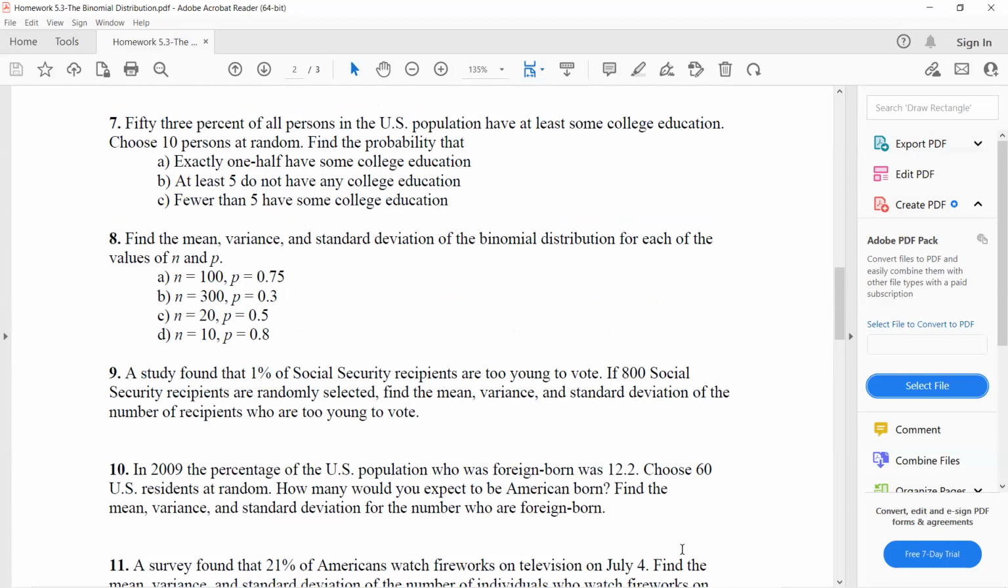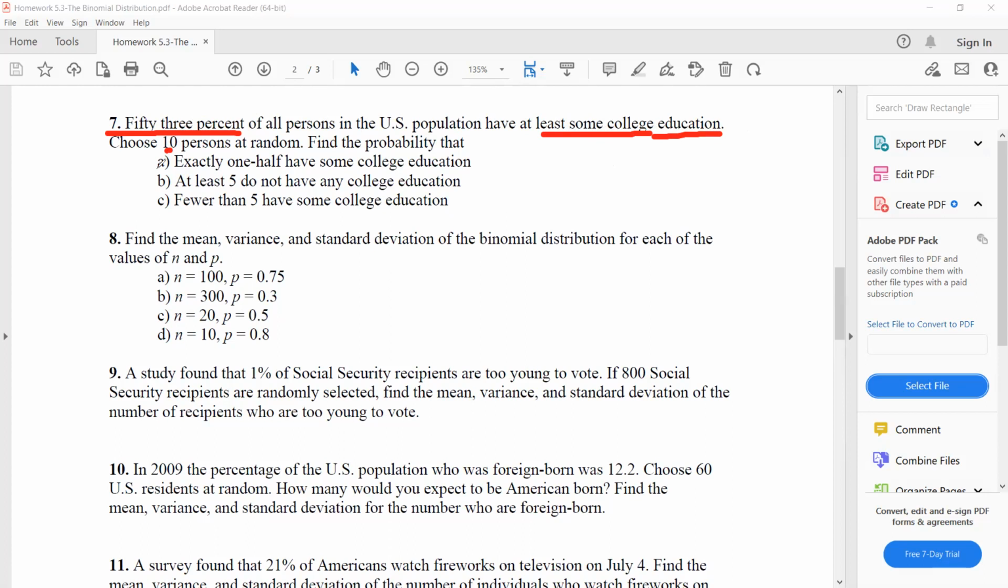So here, let's see if I can do a better job of breaking this down. It says 53% of all persons in the United States population have at least some college education. Choose 10 persons at random. So a couple of things to note. We have our probability right here, 53%. This probability is the people who have at least some college education. That's going to become important later when we do some of these parts. So this 53 goes with at least some college education. And it says we choose 10 persons at random.